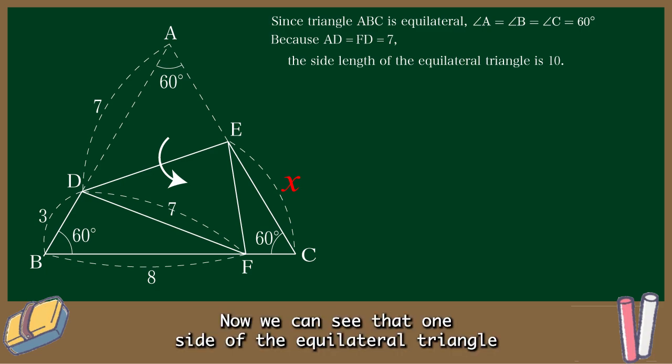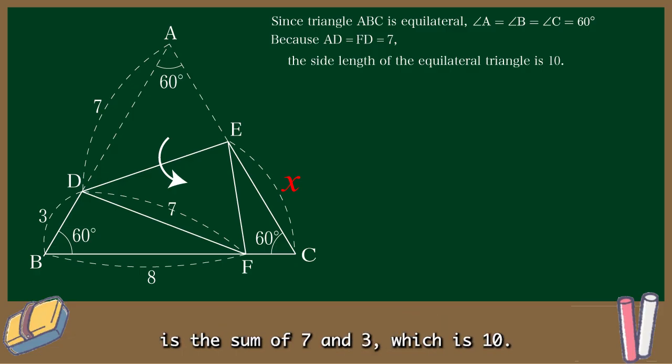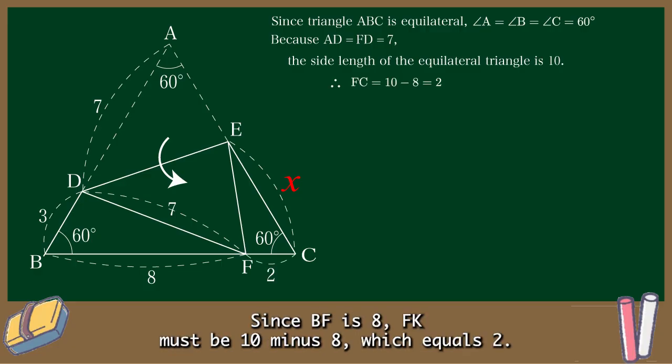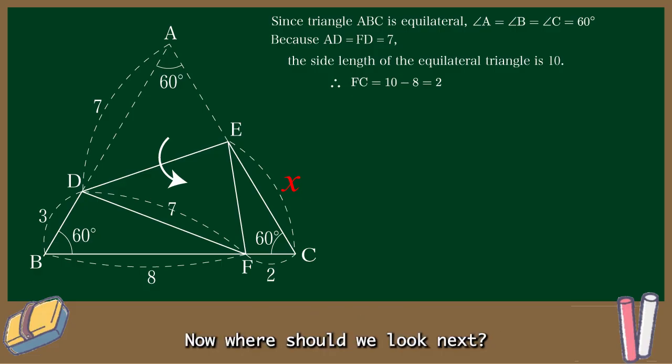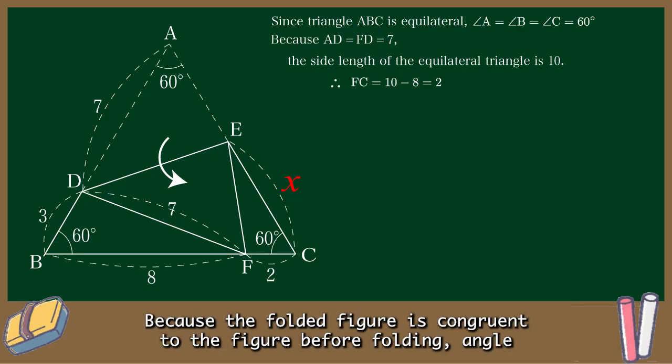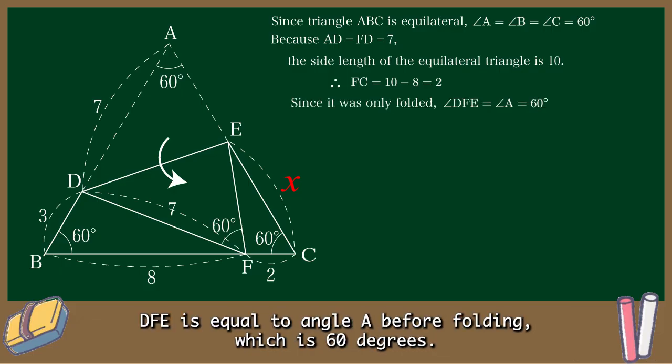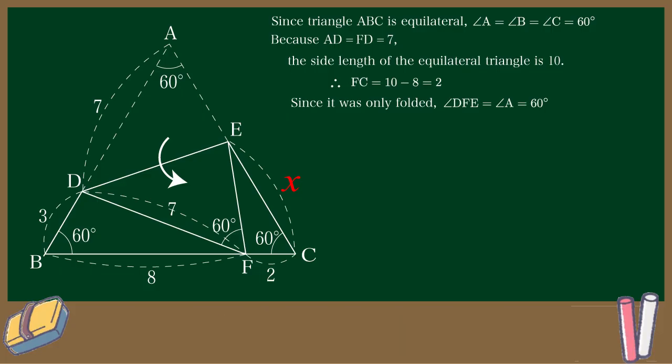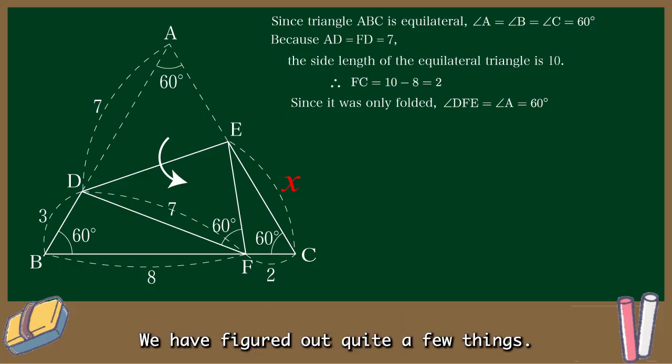Now we can see that one side of the equilateral triangle is the sum of 7 and 3, which is 10. Next, look at the base. Since BF is 8, FC must be 10 minus 8, which equals 2. Now, where should we look next? Because the folded figure is congruent to the figure before folding, angle DFE is equal to angle A before folding, which is 60 degrees. We have figured out quite a few things.